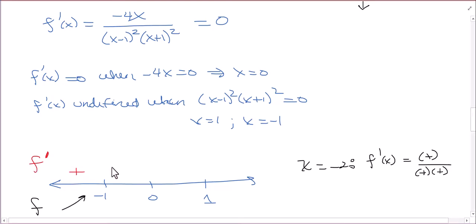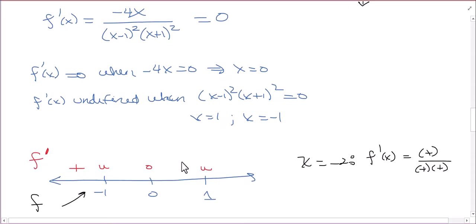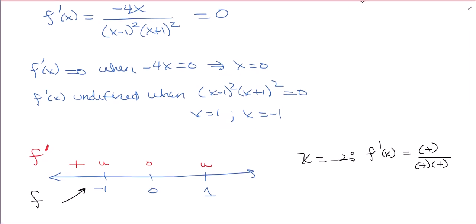And by the way, the derivative at -1 and at 1 is undefined, and at 0, the derivative is 0. So at 0, we could have either a local max, a local min, or a saddle. So let's move on to the next test point.